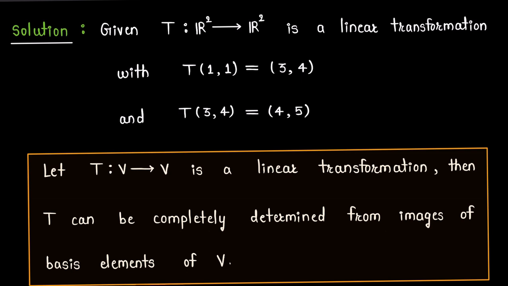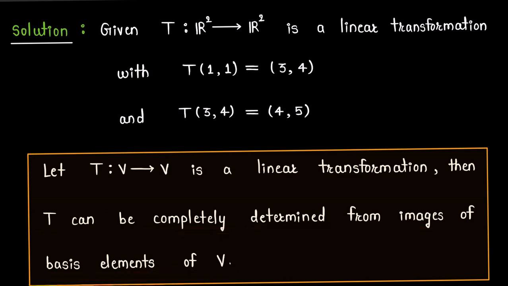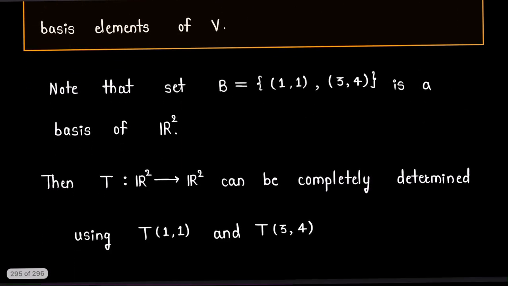Now note that if T from vector space V to V is a linear transformation, then T can be completely determined from the images of basis elements of vector space V, and we are going to use this idea to find the rule for the given linear transformation T.